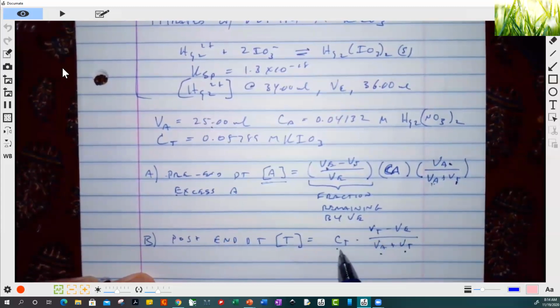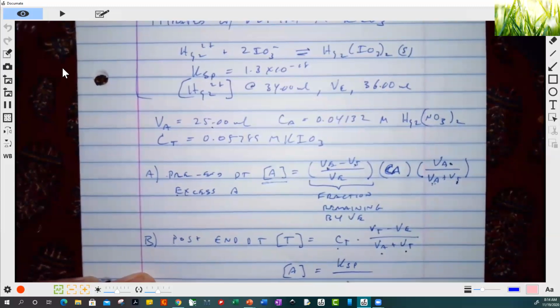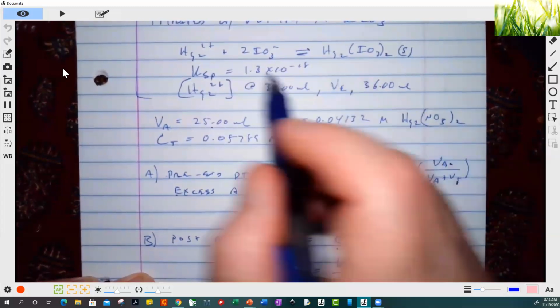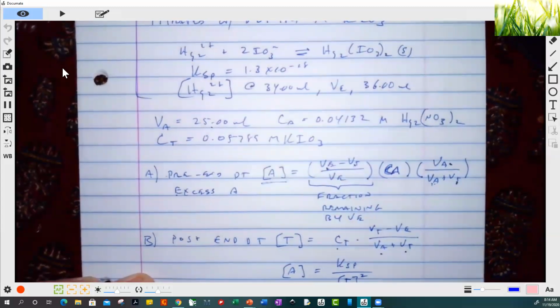And once you get CT, and you calculate CA, you can say A here may be equal, in this case, to KSP over T. And in this case, it would be T squared, right?